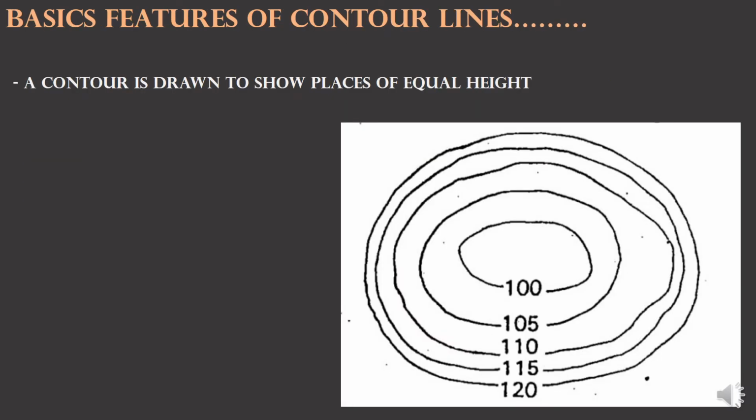But my dears, we have some basic features of contour lines that we have to be aware of. Let's go through them. The first one is that contours are drawn to show places of equal height. That means that each individual line has the same level, which is written on it. For example, the first line here is 100, maybe 100 meters height. The next one is 105 meters height. So each point on this line has the same height, 105, and so on.